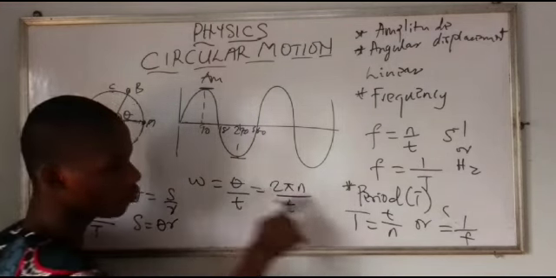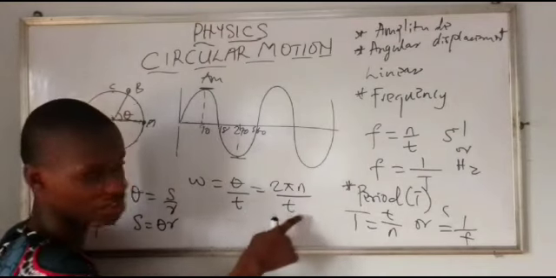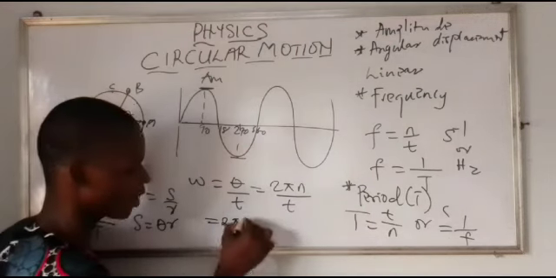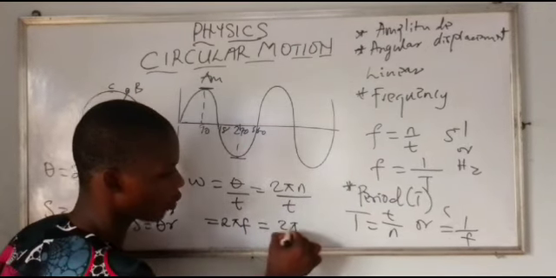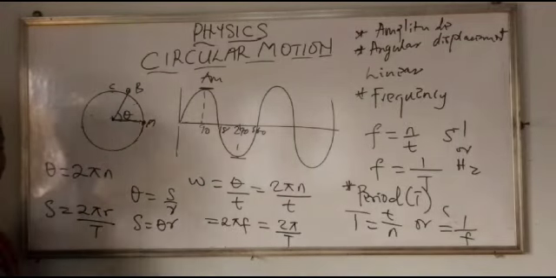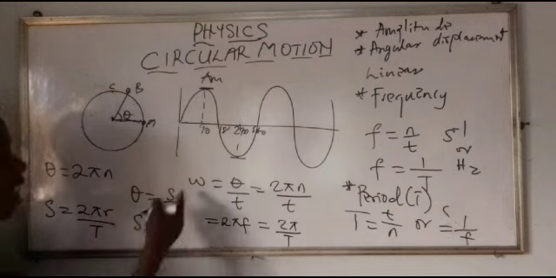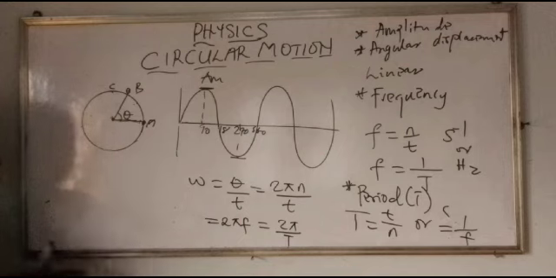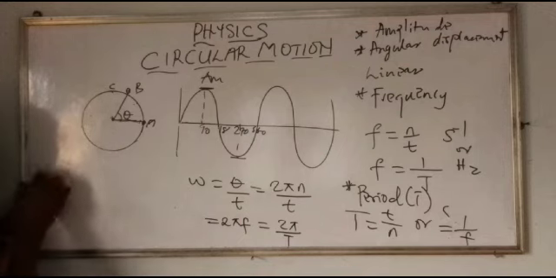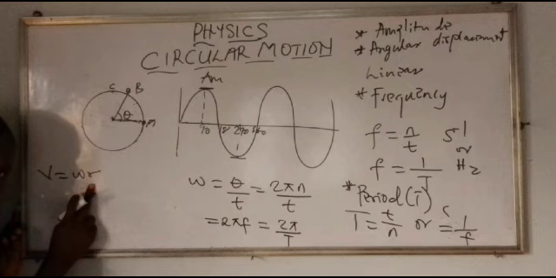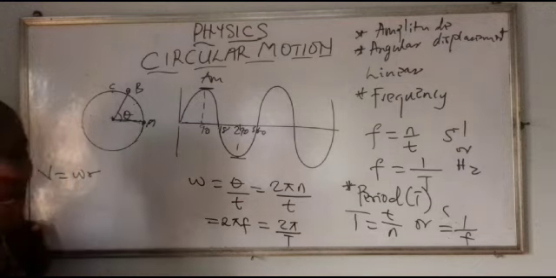So if we want to go on, remember we can have n over t, which is frequency. So another formula for angular velocity is 2 pi f, which is also defined as 2 pi over t. So these are all the formulas for angular velocity. Now the formula that can connect angular velocity and linear velocity is v equals wr, where v is the linear velocity, w is the angular velocity, r is the radius. Okay, now let's move on to the angular acceleration.